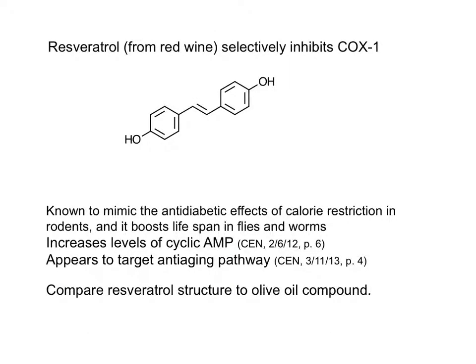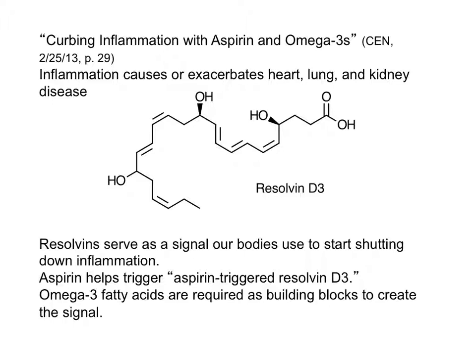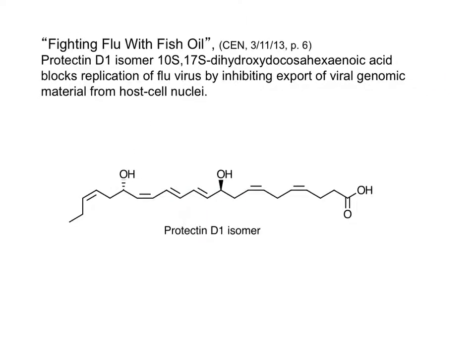Resveratrol is another compound that blocks the COX enzyme, so perhaps this is a good reason for drinking red wine. Inflammation is bad for our body, and our body uses these resolvent compounds to reduce inflammation. Omega-3 fatty acids are used to make these resolvent compounds, and omega-3 fatty acid has an alkene group on the third carbon from the end. This protectant compound, which helps fight the flu, is also an omega-3 fatty acid.